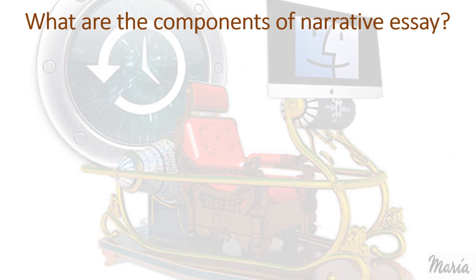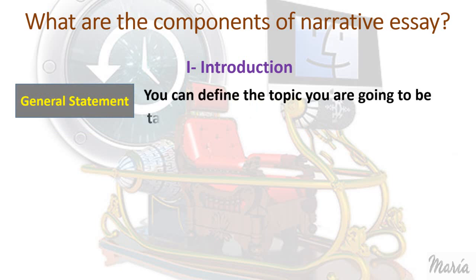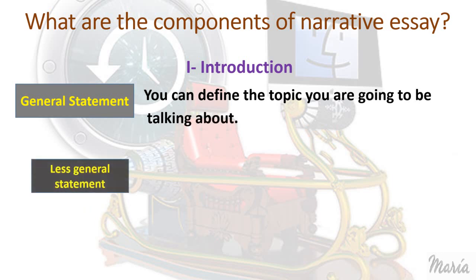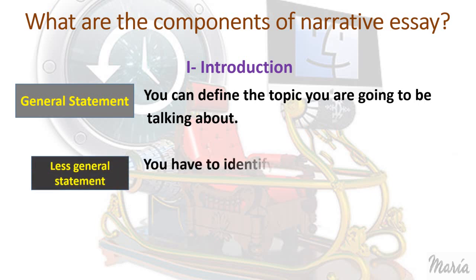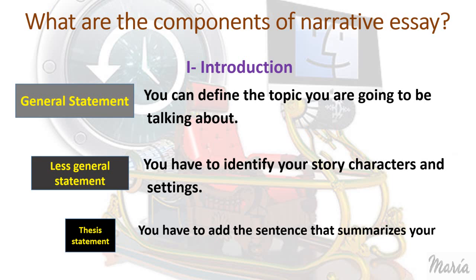What are the components of a narrative essay? Introduction. General statement where you can define the topic you are going to be talking about. A less general statement where you have to identify your story characters and settings. A thesis statement. You have to add the sentence that summarizes your aim at writing this story.